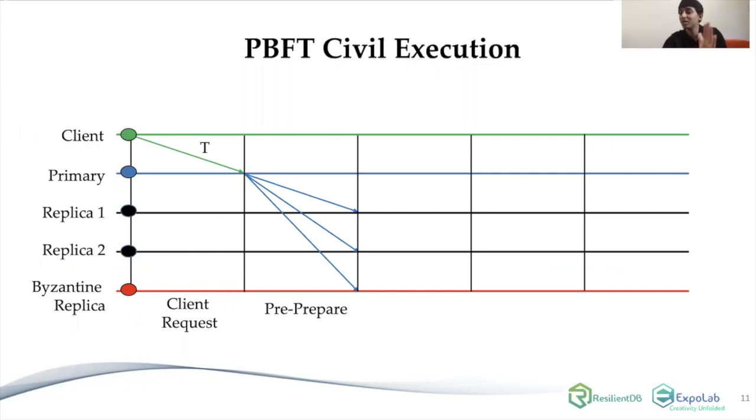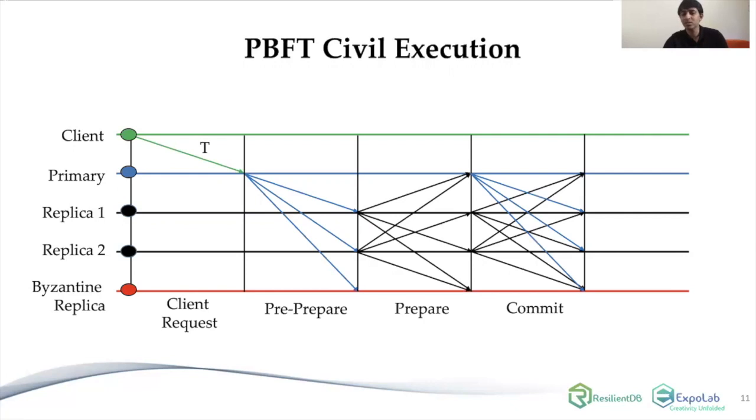Note that some of the replicas could even be Byzantine. Then every replica agrees to support the primary's request, and it supports this by sending a prepare message. Once a replica gets 2F prepare messages, it has the information that at least a majority of the non-faulty replicas are aware of this request, and then they send a commit message.